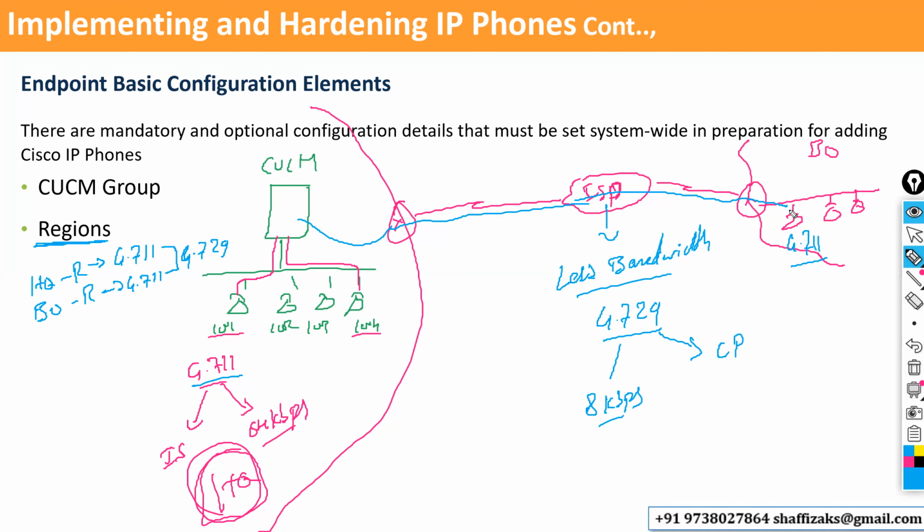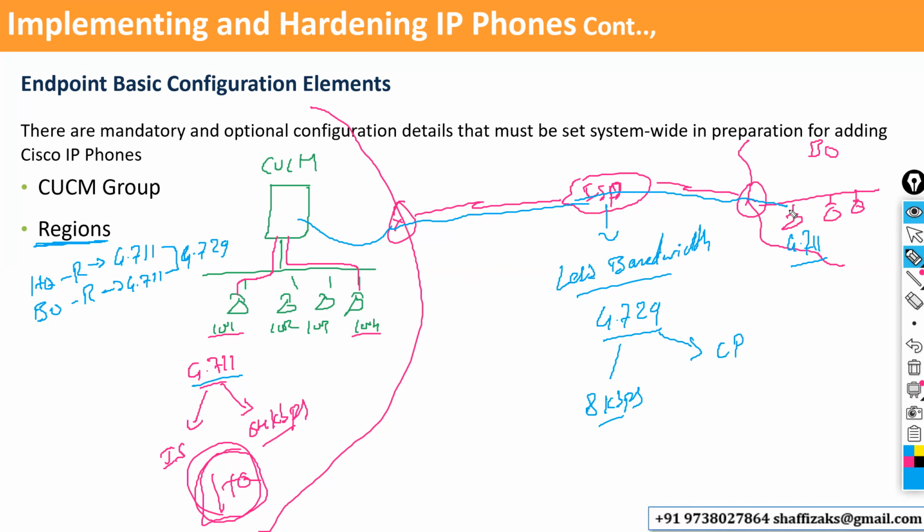SME. Then you have to go 711 only. You don't have an option, right? Everywhere. That we have to configure manually, regions. You have to set which codec you want to be used. It's not compatible with the CUCM, that one.